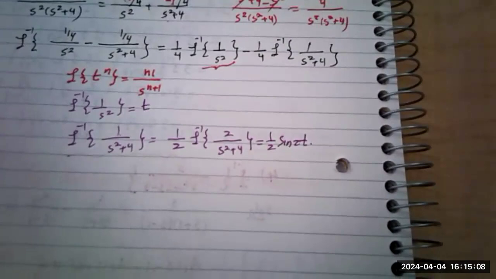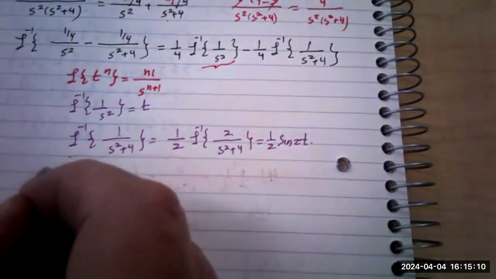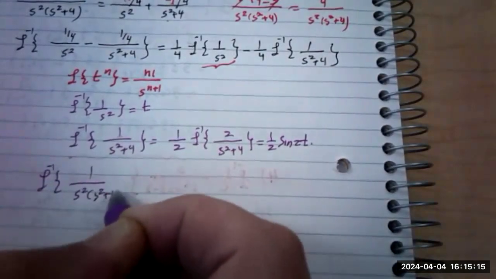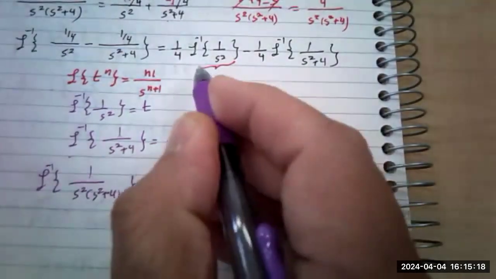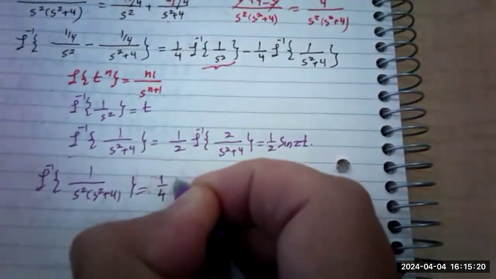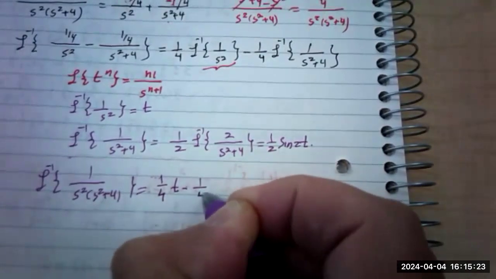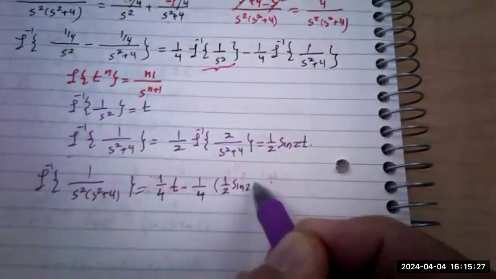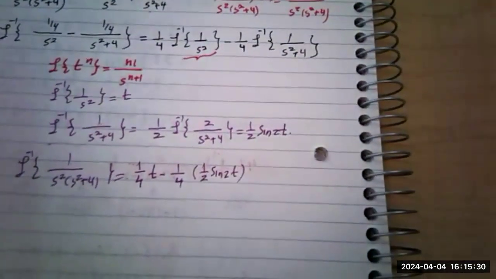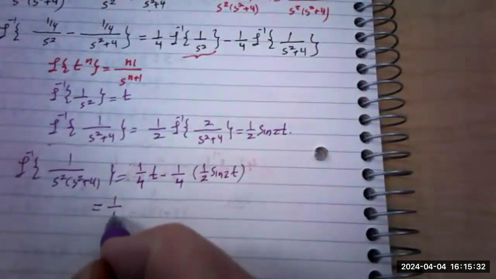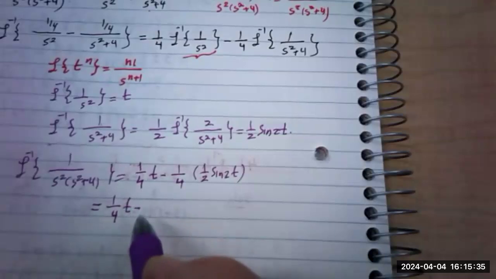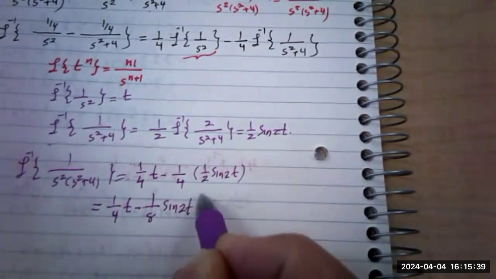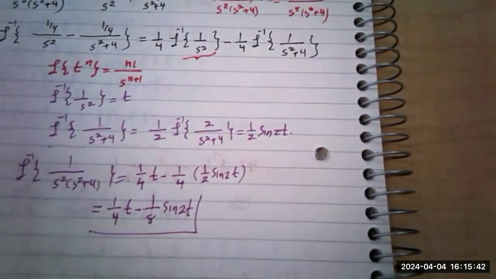So the final answer would be, the Laplace inverse of 1 over s squared times s squared plus 4. But it's going to be a quarter of the t minus a quarter times a half of sine of 2t. So the final answer is a quarter of the t minus 1/8 sine of 2t. This will be the final. And you will see it in a minute.